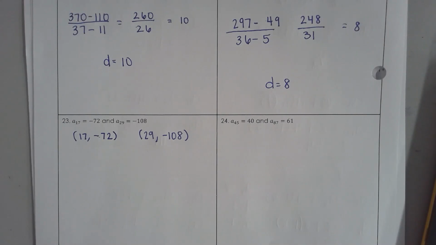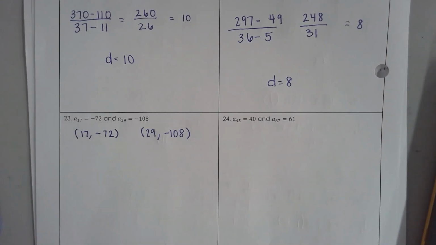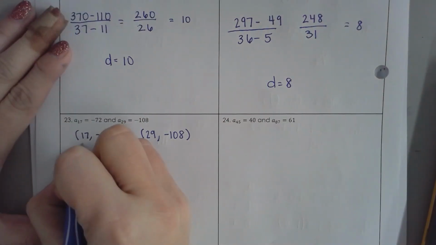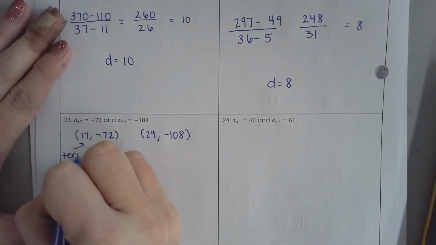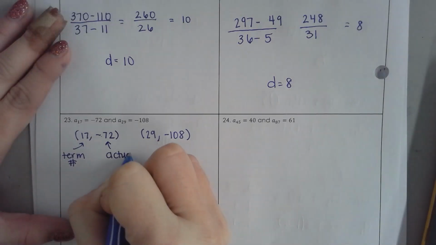So this next one, I wrote them down as an ordered pair: 17, negative 72 and 29, negative 108. Now it could say the second term, or it could say the 17th term is negative 72. That would still go with the point 17, negative 72. This is the term number, and that's the actual term.